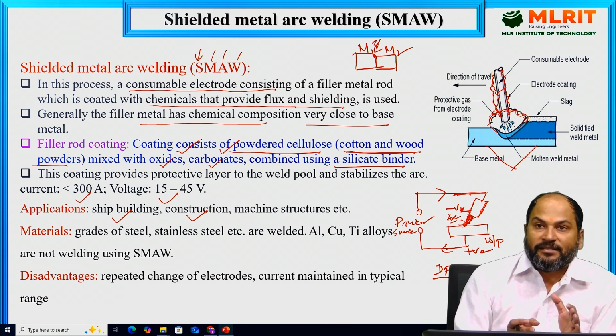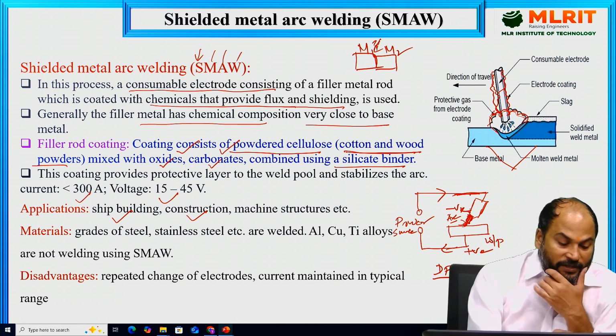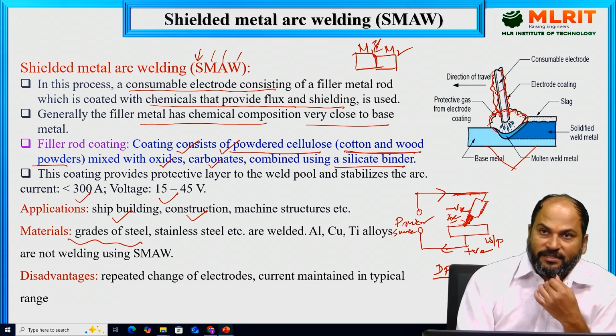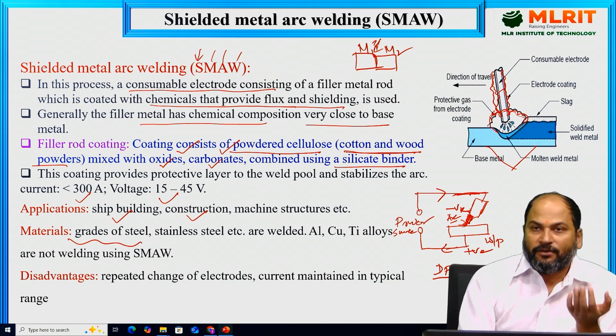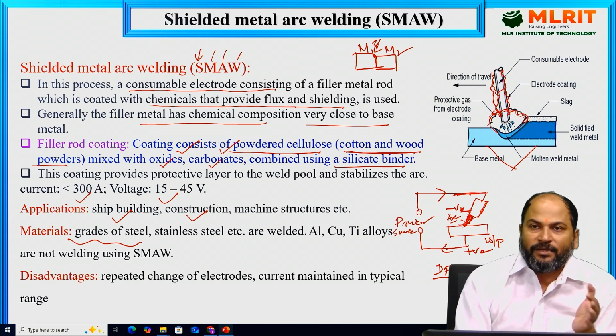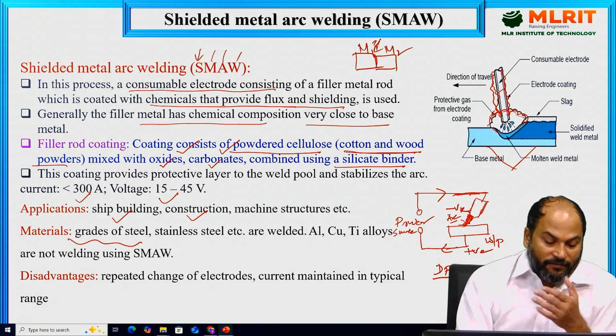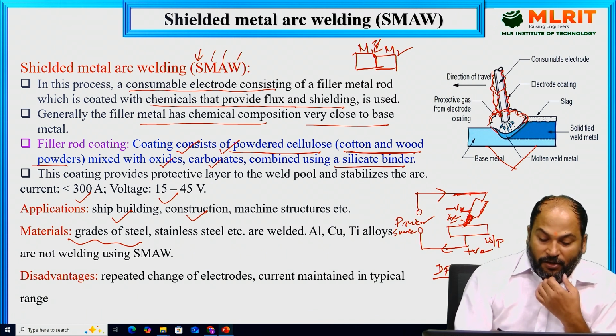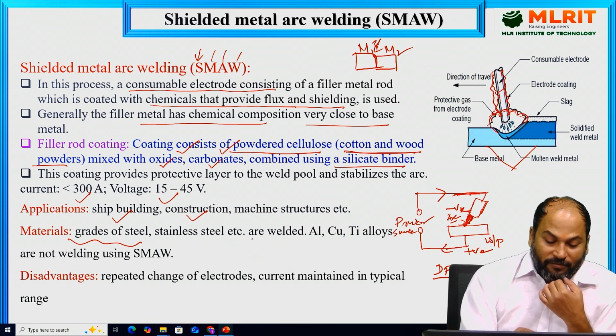What are the materials that we can weld through this process? We can weld almost all grades of steel, whether it is low carbon steel, medium carbon steel, or high carbon steel, whether it is stainless steel or whatever it is. All grades of steel we can weld by this process.